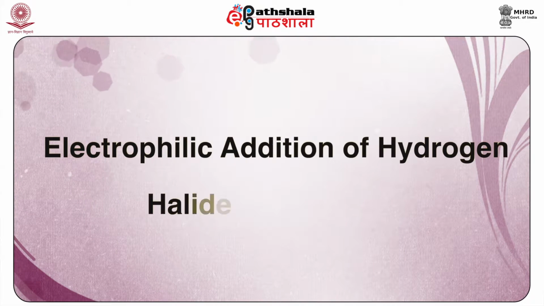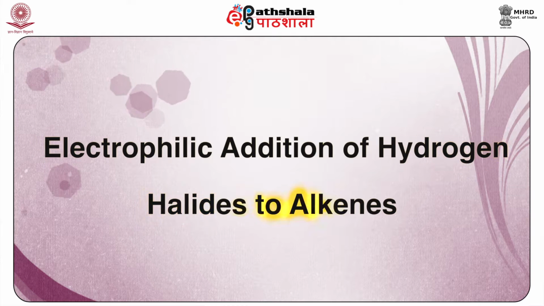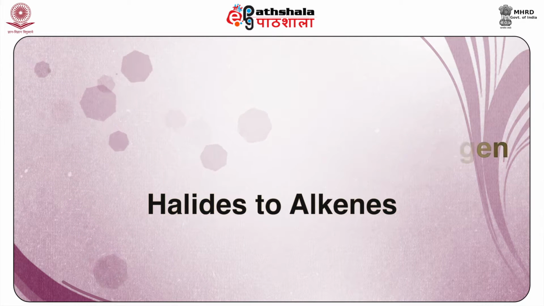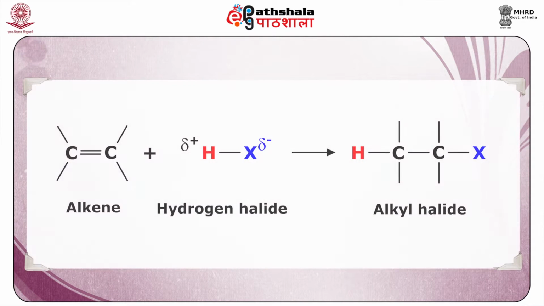So first of all, let us take the case of electrophilic addition of hydrogen halides to alkenes. The general reaction can be represented as shown here. You have an alkene and a hydrogen halide, and in the hydrogen halide the hydrogen is delta plus and X is delta minus, and then there will be addition of H and X and you get this alkyl halide.